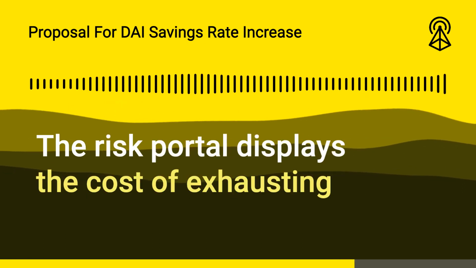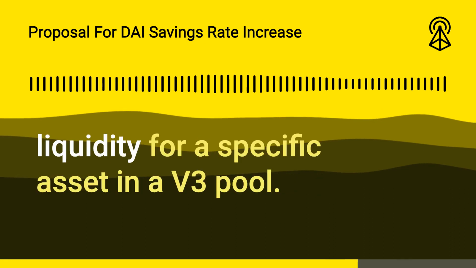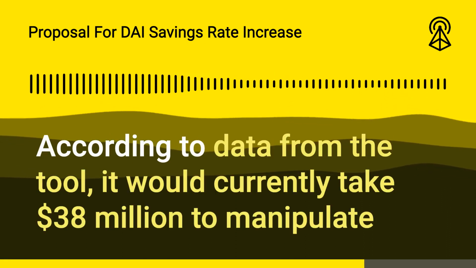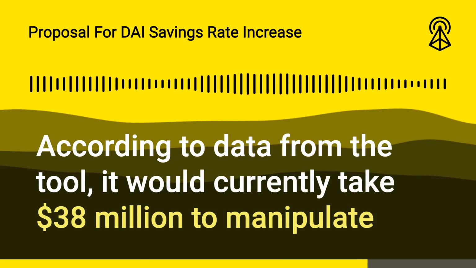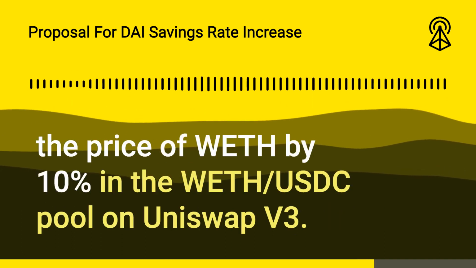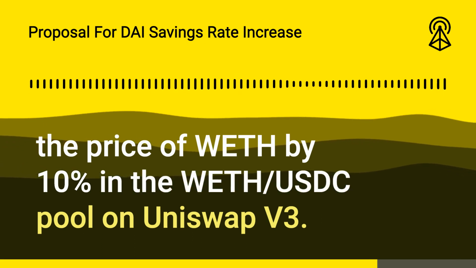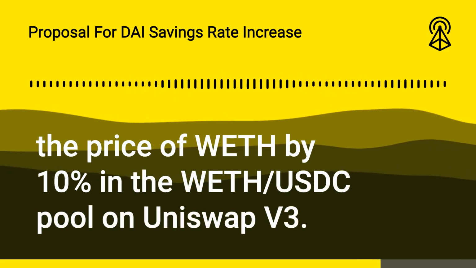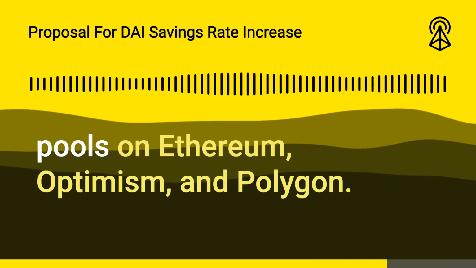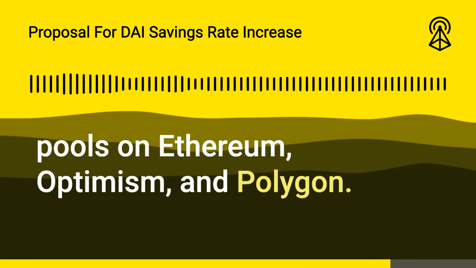The risk portal displays the cost of exhausting liquidity for a specific asset in a V3 pool. According to data from the tool, it would currently take $38 million to manipulate the price of wrapped Ether by 10% in the wrapped Ether and USDC pool on Uniswap V3. The current risk portal supports data for V3 pools on Ethereum, Optimism, and Polygon.